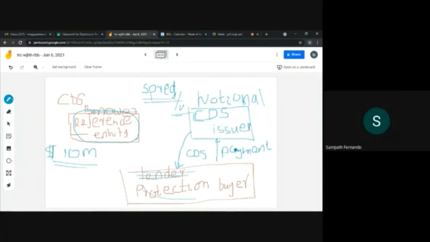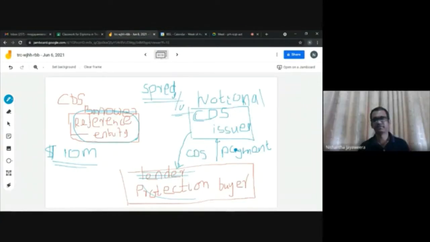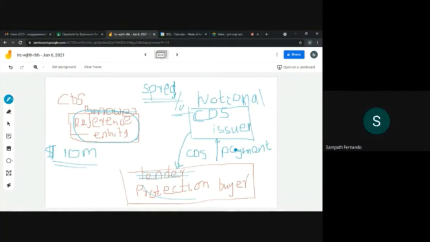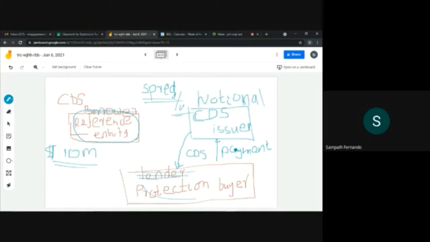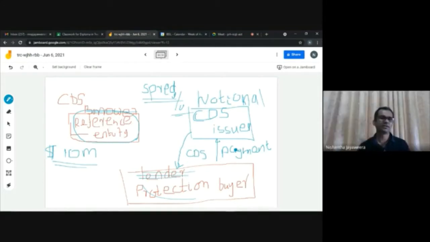Are there any CDS issuers in Sri Lanka? No, not in Sri Lanka. Are there insurance companies or some others? No, in other countries, not insurance companies. Investment bank sort of institutions do this. Lehman Brothers is now no longer there.